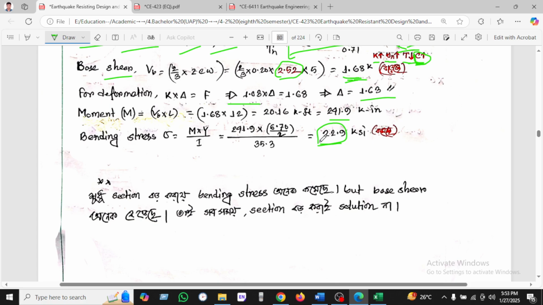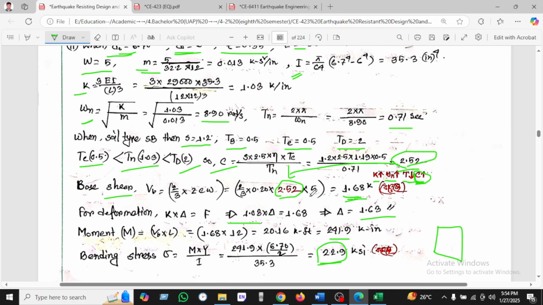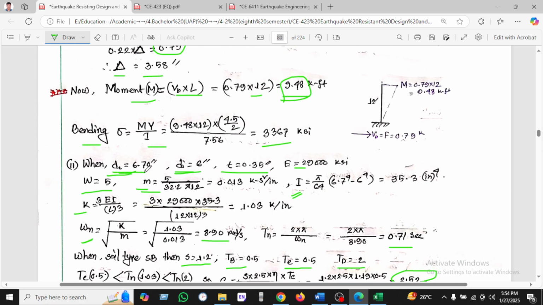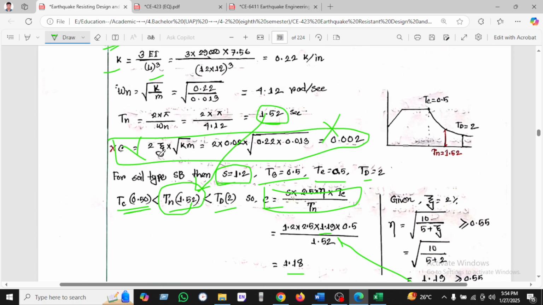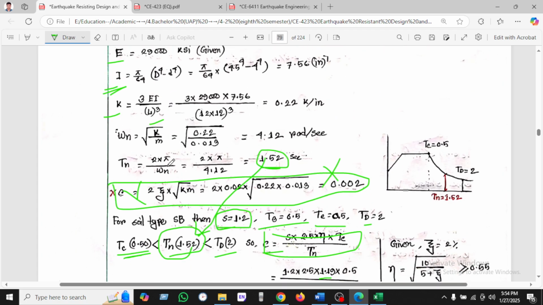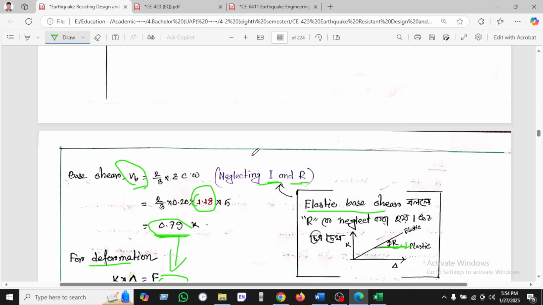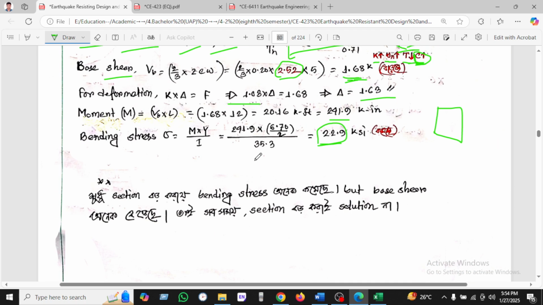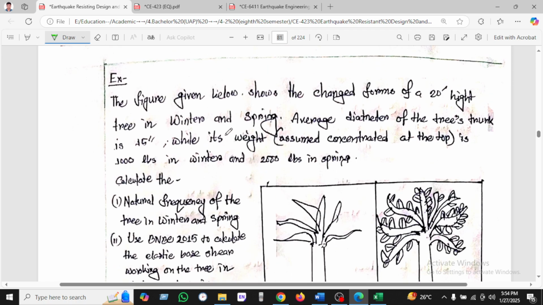But when you increase the section, then bending stress decreases, but the base shear is increased. So increasing the section is not a solution in terms of bending stress. At first we took this D value here, and we can see another D value. But if we change the D value, then we find different parameters. So let's see another example.